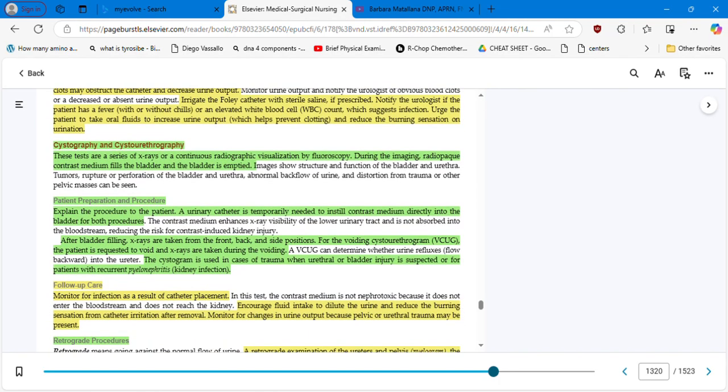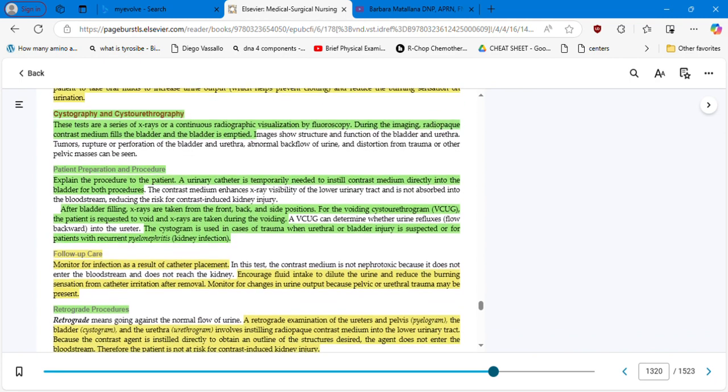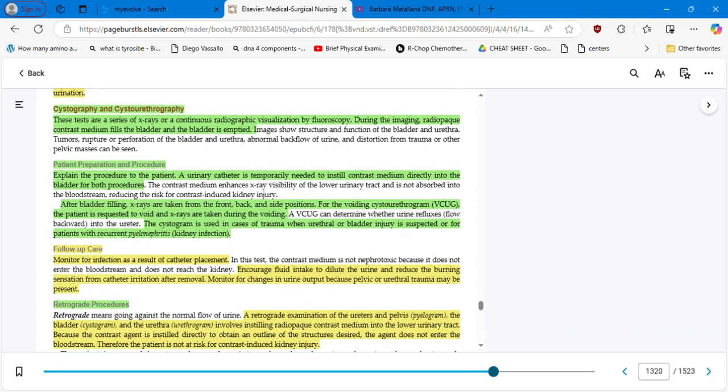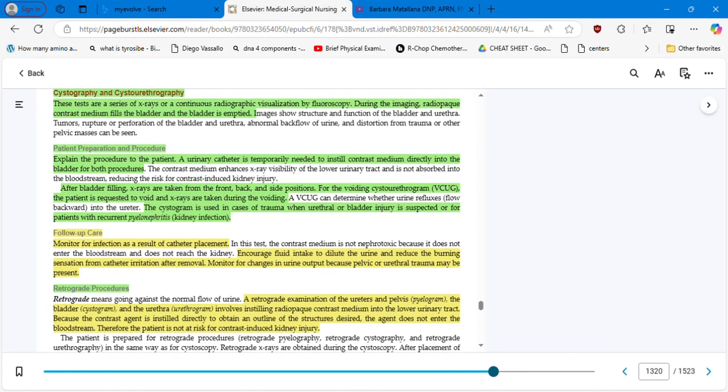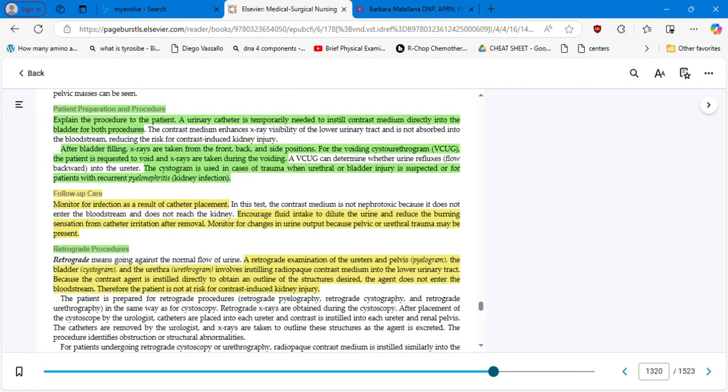You need to recommend that the patient take oral fluids to increase urine output, which helps prevent clotting and reduce the burning sensation on urination. Cystography, these tests are a series of X-rays or a continued radiographic visualization by fluoroscopy. During the imaging, radiopaque contrast medium fills the bladder and then the bladder is emptied. Now, how do you prepare for this procedure?